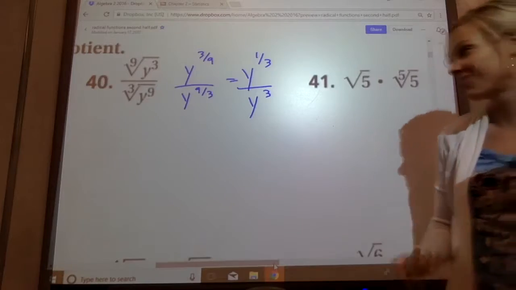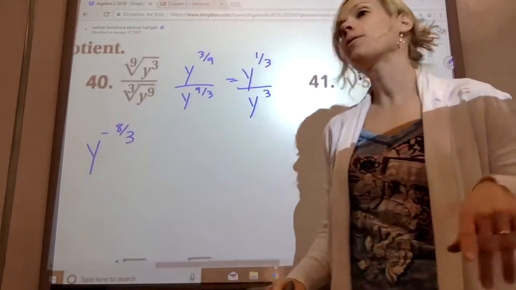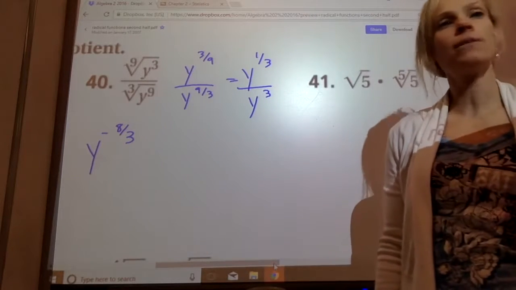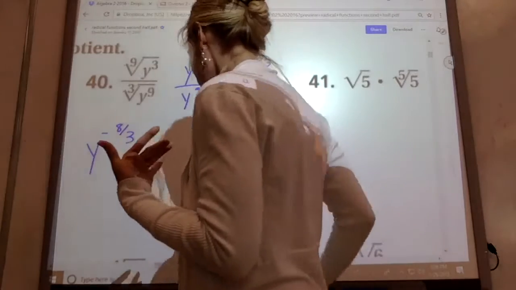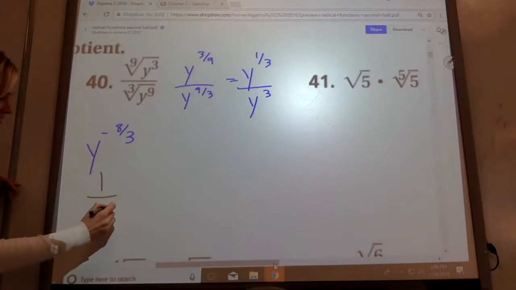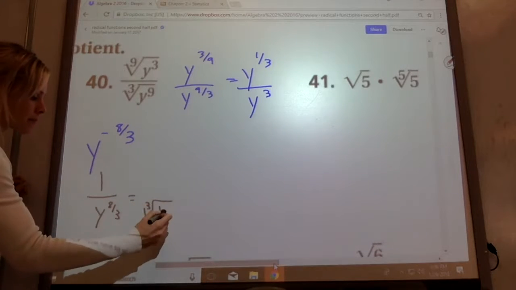-8/3. Good. Right? Now we are where we were a couple of examples ago. How do I do negative exponents? You put it on the bottom, right? And then change it to a radical.